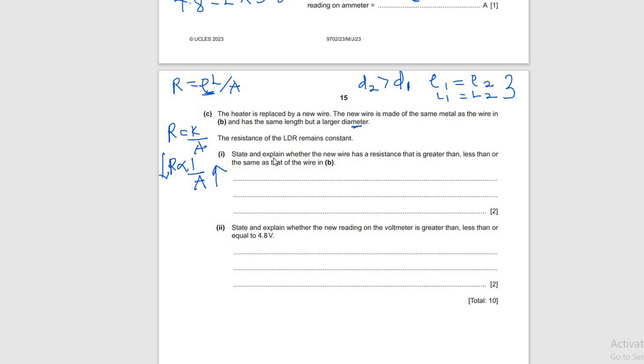Do you know why the new wire has a lesser resistance? Because it has a greater diameter. From this relationship, the new wire has a lesser resistance because resistance is inversely proportional to D squared, which is proportional to area. That is the answer. The reason and your conclusion, 1 mark.